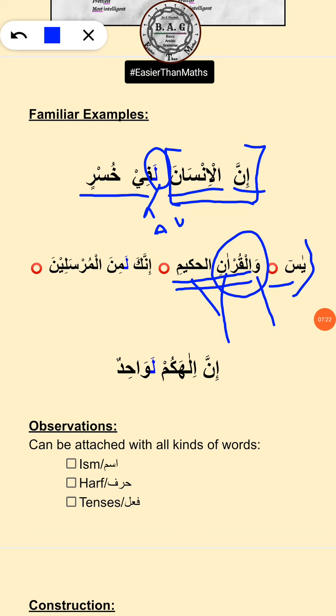All right, what's next? Innaka. Once again, harf nasab and its mansoob ism. Innaka. Forget about la. Then you've got minal mursalina. Now, once again, you've got a jar majroor fragment. Innaka, forget about la, and then minal mursalin, a jar majroor fragment. All right. And now this is your Laam-e-taakeed. Okay. All right. What's next?